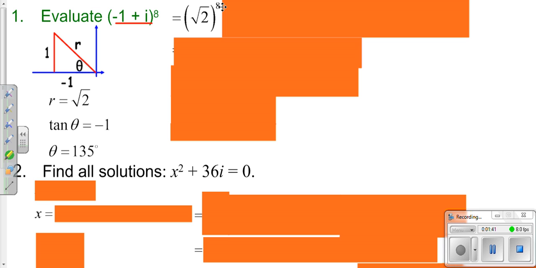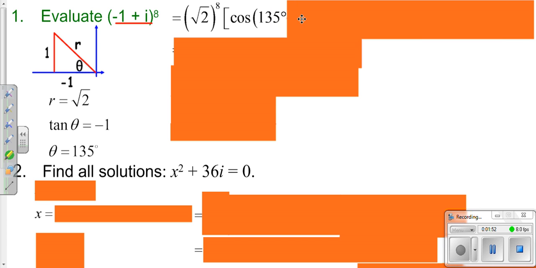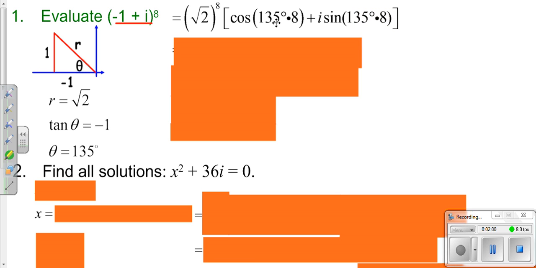So De Moivre's theorem says you need to take your r value, which is root 2, raise it to your exponent of 8 in this case. Then you need to go in brackets, cosine, take your angle, multiply it by your exponent of 8, and then you got to do plus i sine, and remember whatever angle you have after your cosine matches whatever angle you have after your sine.